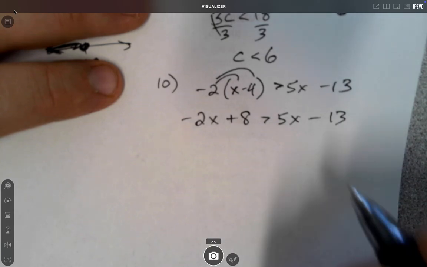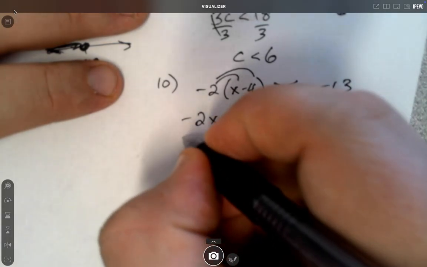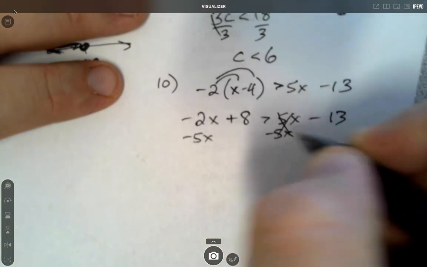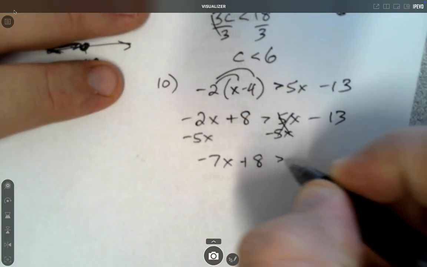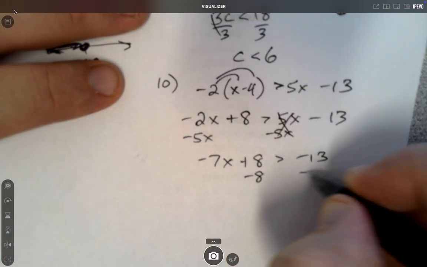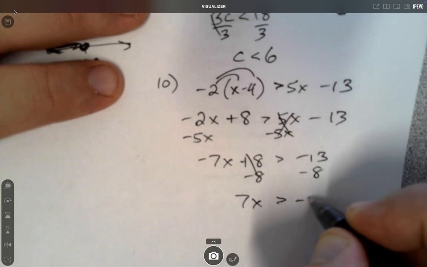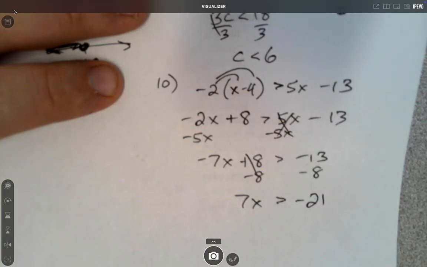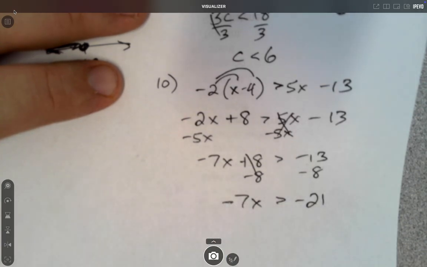Now I want to combine the variables together, so I'll subtract 5x from both sides. -2x minus 5x is -7x. Then I subtract 8 from both sides. I get -7x is greater than -21. Sorry, this is negative. Don't forget that.